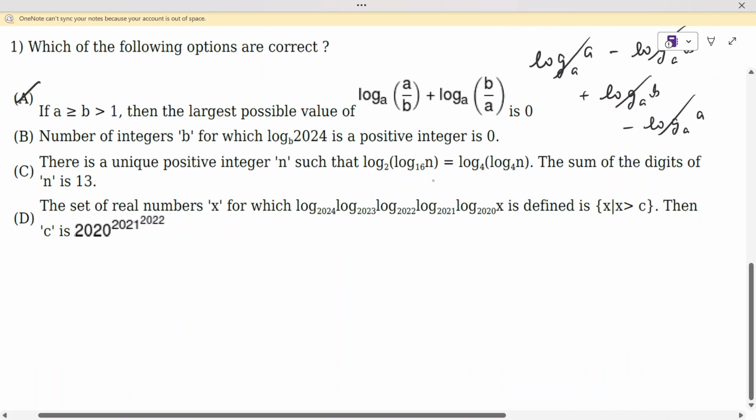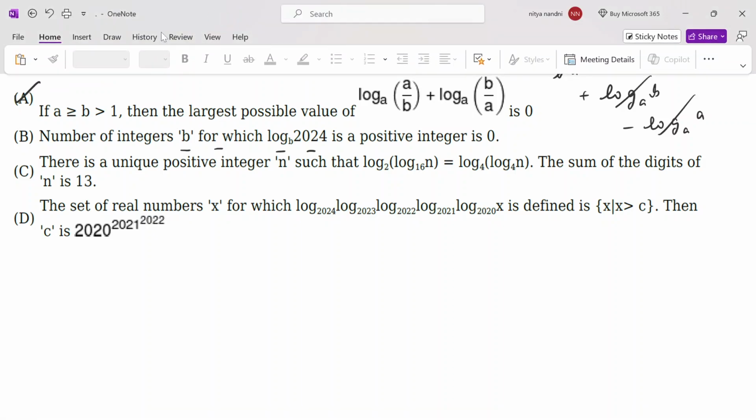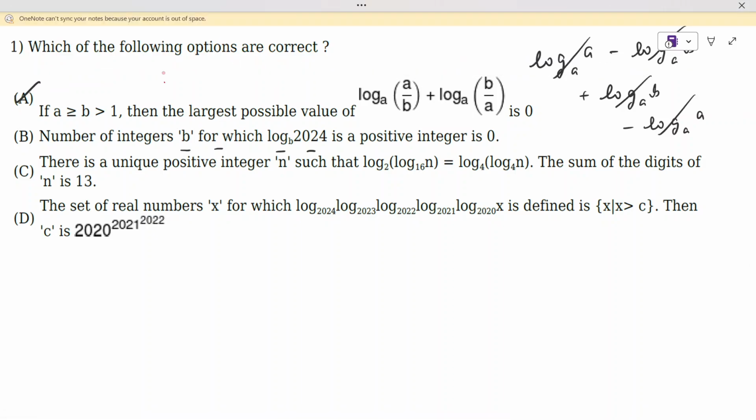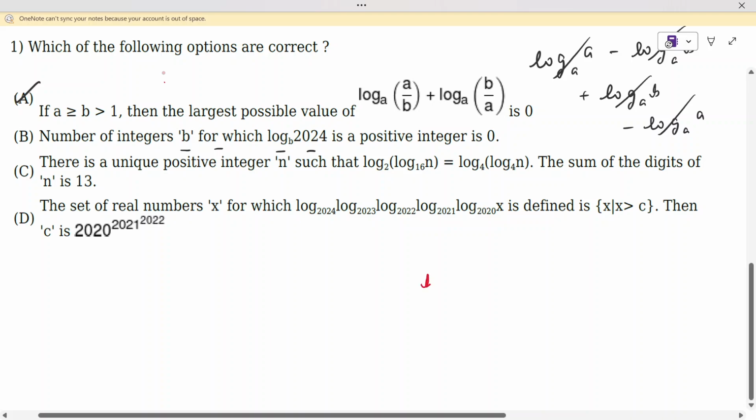Now it says the B part: the number of integers B for which log B 2024 is a positive integer is 0. Okay. One thing for sure is that this should be a positive integer. B should contain this particular form, 2024 raised to the power something, right? And it is an integer, so B should be a root and something like that.